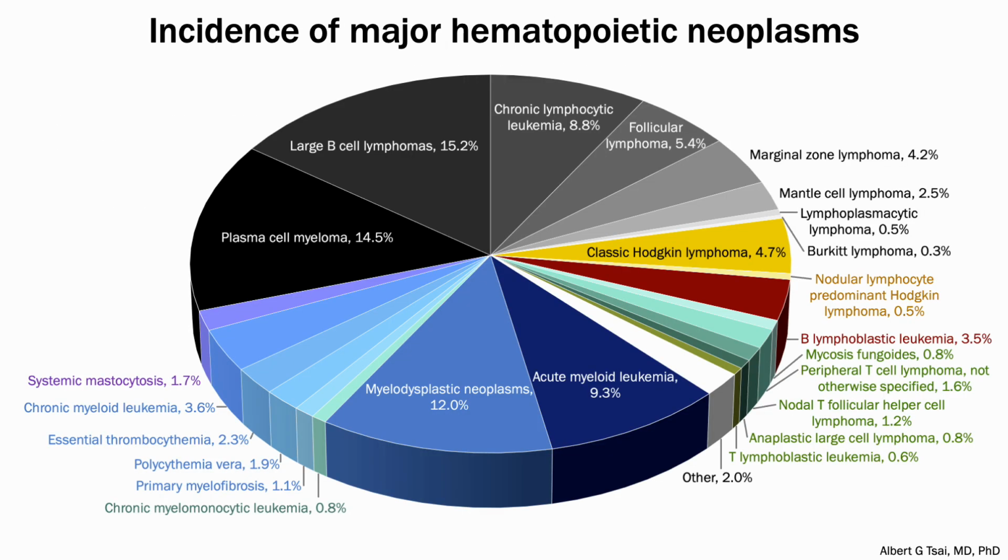So to recap, we've covered our major MPNs, the most common being CML and then ET, followed by PV and PMF. Then we covered our prototypical MDS-MPN, which is CMML, and very briefly touched on systemic mastocytosis. Then we went into a little more detail on MDS and AML.